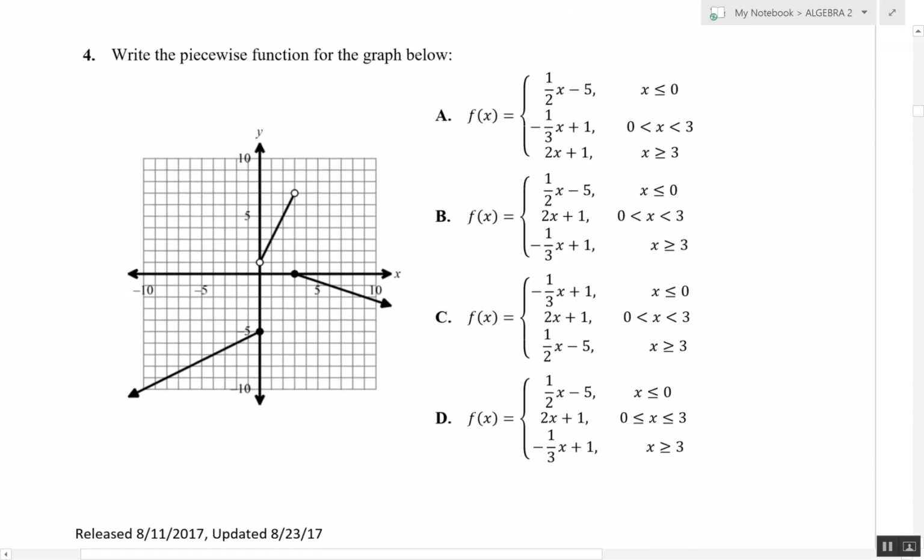Pretty much exactly the same way. If you guys notice, all of the solutions are exactly the same for this first equation.